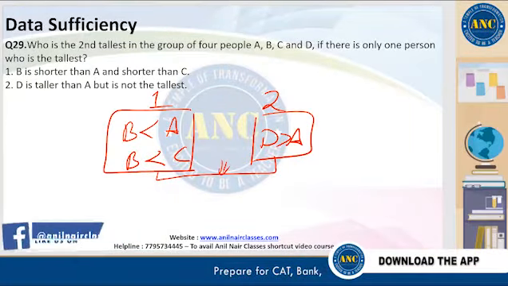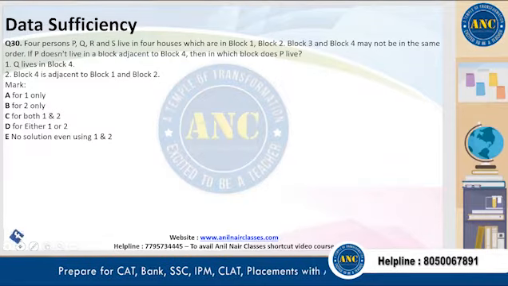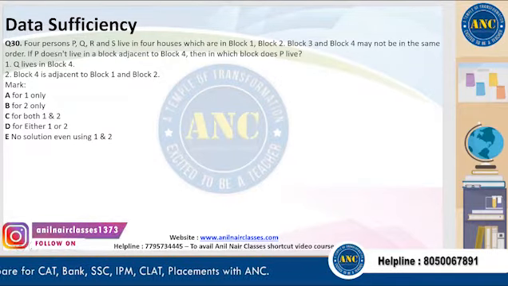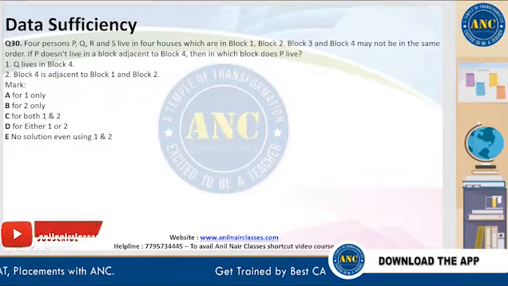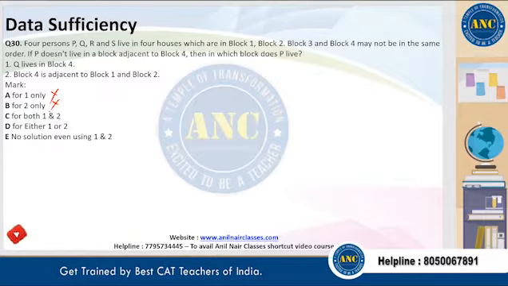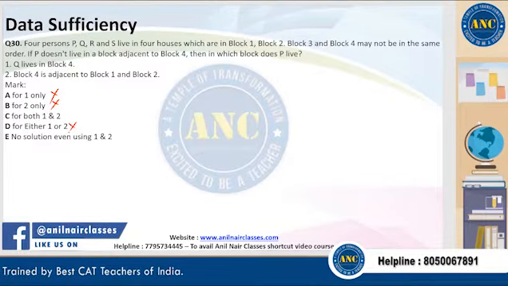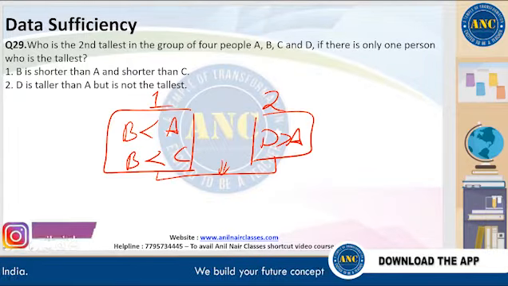So, we quickly look at the answer options. Mark A for only 1, mark B for 2 only, mark C for both 1 and 2, mark D for either 1 or 2. So the answer cannot be A alone, cannot be 2 alone, cannot be either 1 or 2. It has to be either C or E. Let's now come back to the question.